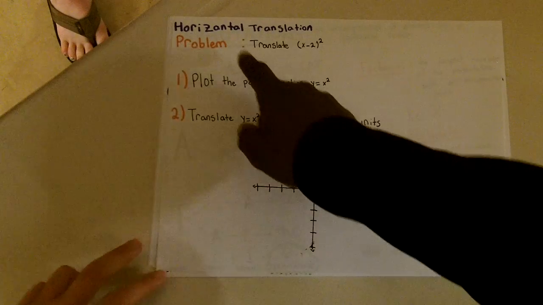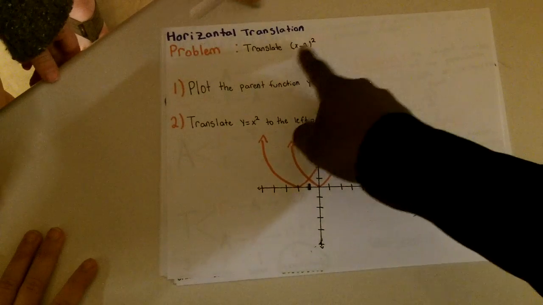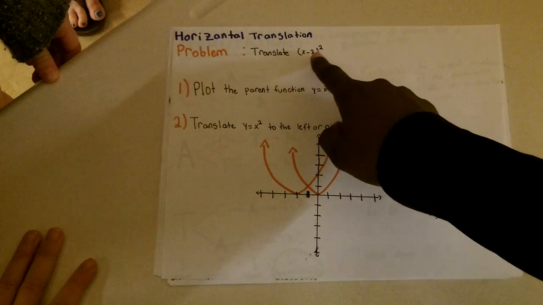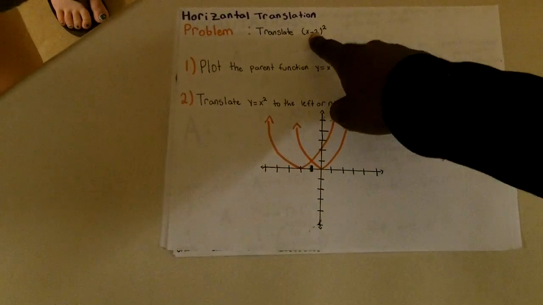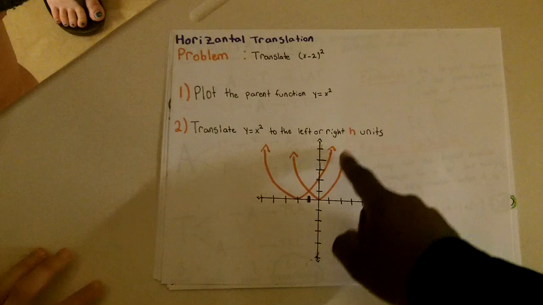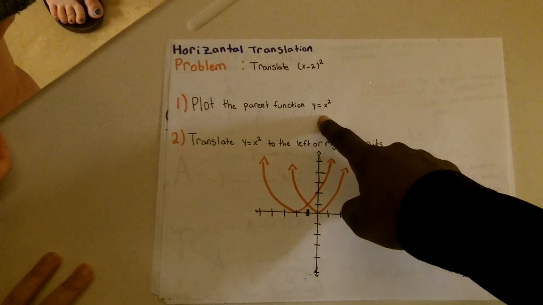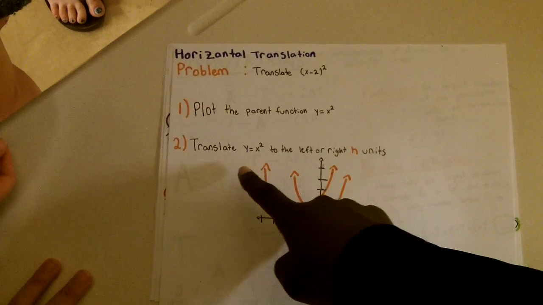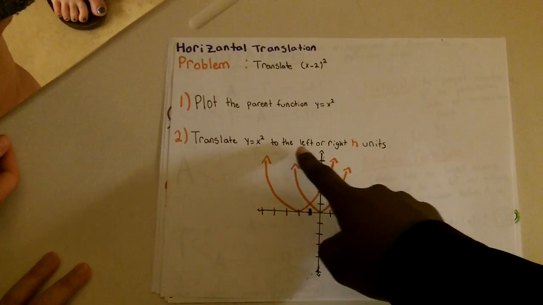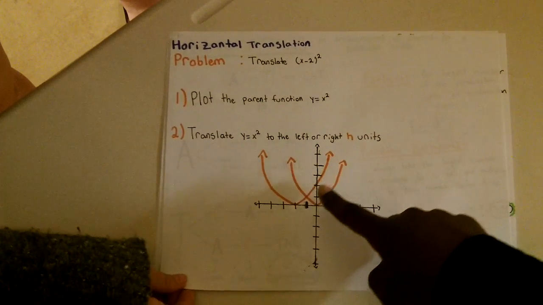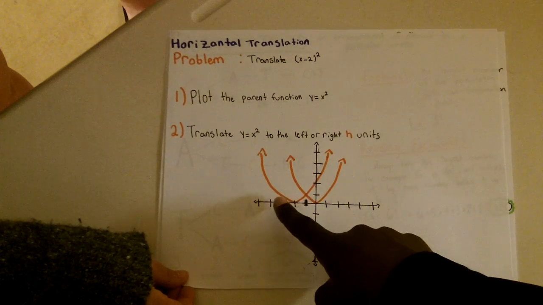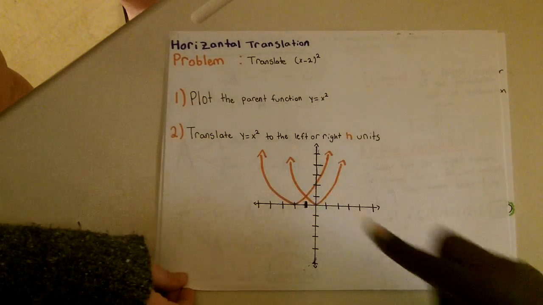And our problem for horizontal translation is to translate (x minus 2) squared, and negative 2 is our h value. So first you want to plot the parent function, y equals x squared, and then you want to translate the parent function to the left or right h units. And here you see is the parent function, and we shifted it to the left 2 units because it is negative.